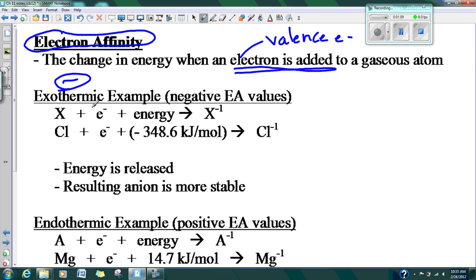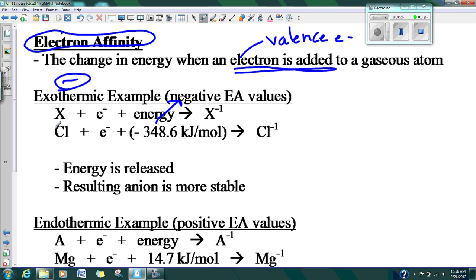So that should make sense to you that if I'm adding an electron to a system, some energy has to be released out of the system to create that stability. This is a very stable situation. This is going to happen so that things become more like noble gas configuration.